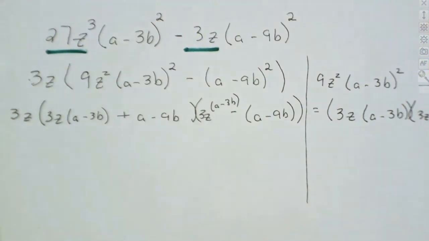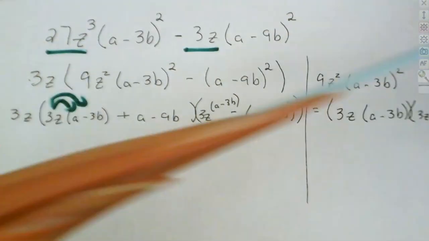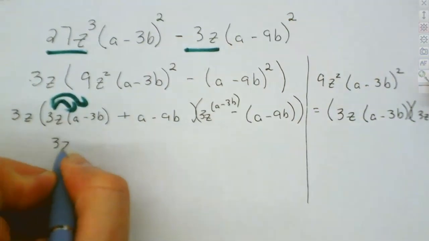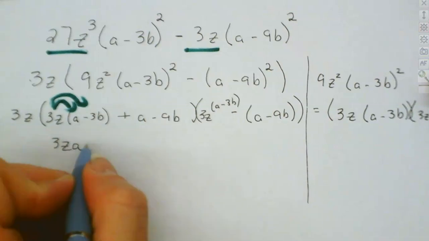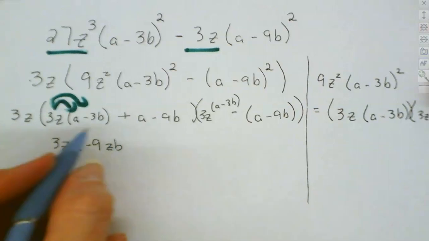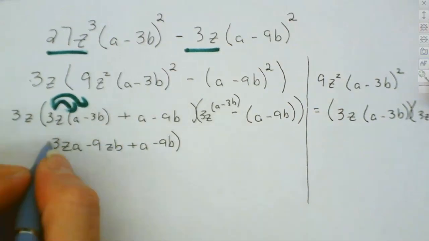Now, let's try to break this up and combine it and condense it down. So all the factoring is done. All we need to do now is distribute, combine like terms, and clean it up a bit. I'm going to start by pushing through the 3z. So that's going to leave me then with 3za minus 9zb plus a minus 9b. So that piece is done there.